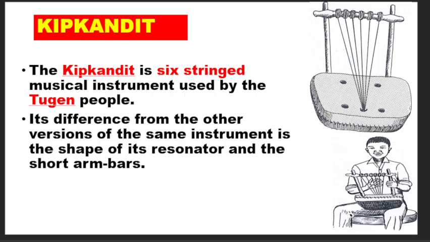The kipkandit is a 6-string musical instrument used by the Tugen people. It is different from the other version of the same instrument in the shape and the resonator.